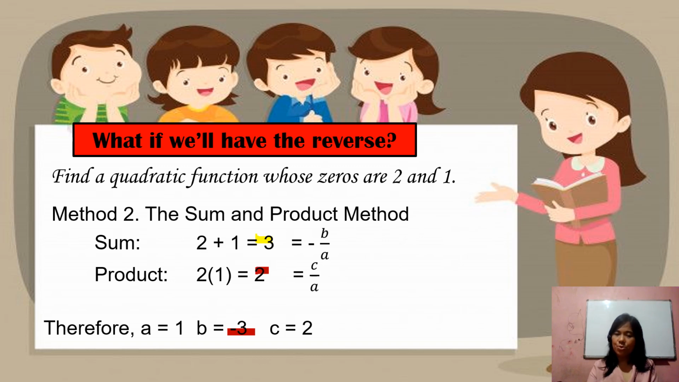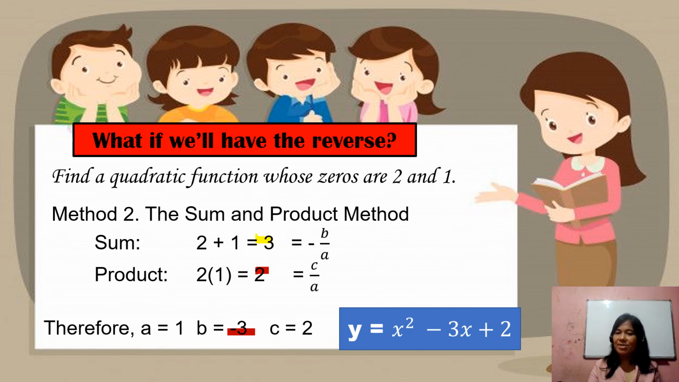So we have 2. With that, we can now write y equals, we just substitute in our a, b, c. So we have y equals x squared minus 3x plus 2. Remember? It's like we're reviewing our lessons. At least we reviewed how to do it. Okay?